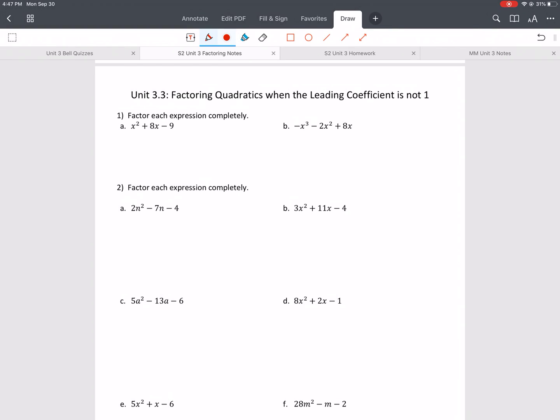Alright, welcome back. This is Unit 3.3. Again, we're doing this over 2 days, so I'm going to cover the whole thing. Factoring quadratics when the leading coefficient is not 1.